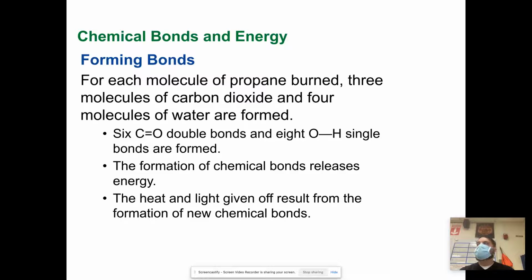Now, pay attention to this because this stuff is going to be in the reading guide. The formation of chemical bonds releases energy. You have to use energy to break bonds, but when you form bonds, you release energy. So just think about that too. The heat and light given off result from the formation of new chemical bonds. So it's not the breaking of the bonds that releases the light and heat. It's the formation of the new bonds.